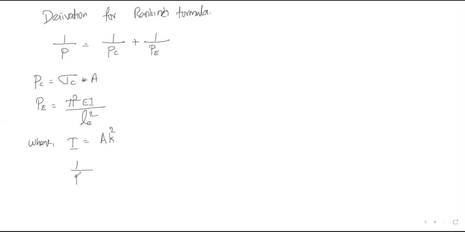So 1/P is equal to 1/PC plus 1/PE. Now we are going to take the reciprocals, which is nothing but P is equal to PC into PE divided by PE plus PC. Now here we are going to substitute.